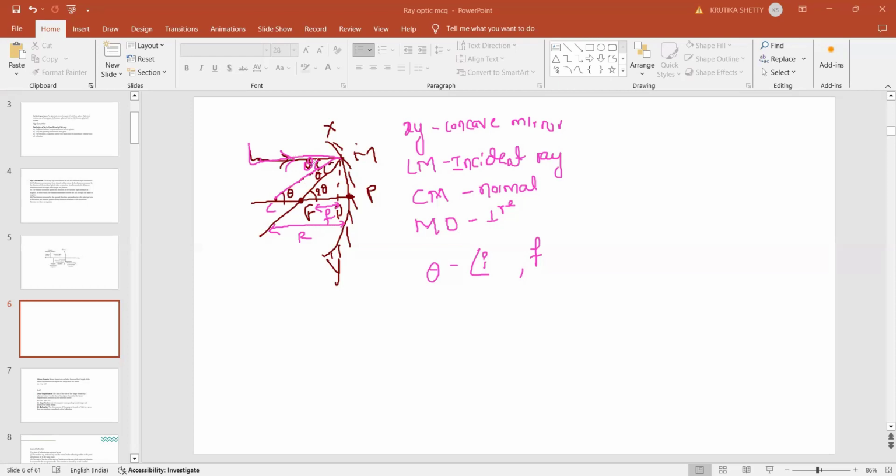According to alternate angles, here you can see this is also theta. What about this angle? It becomes 2 theta.